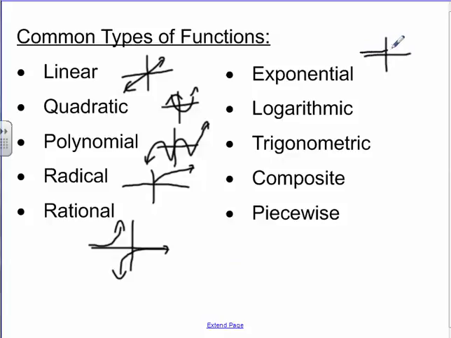Exponential graphs also have restrictions to the range. You cannot have them in the negatives without transforming them. Logarithms are their inverses, and it involves flipping them over the line x equals y.